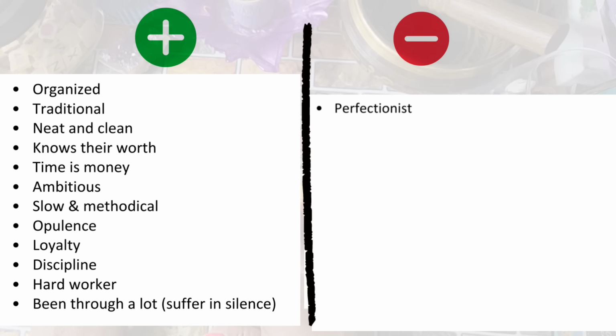Capricorn, Taurus, and Virgo, they could be perfectionists. So they spend so much time trying to make things right, trying to be overly methodical, that they miss the whole point. They waste time and they waste money. So these could be the OCD type.